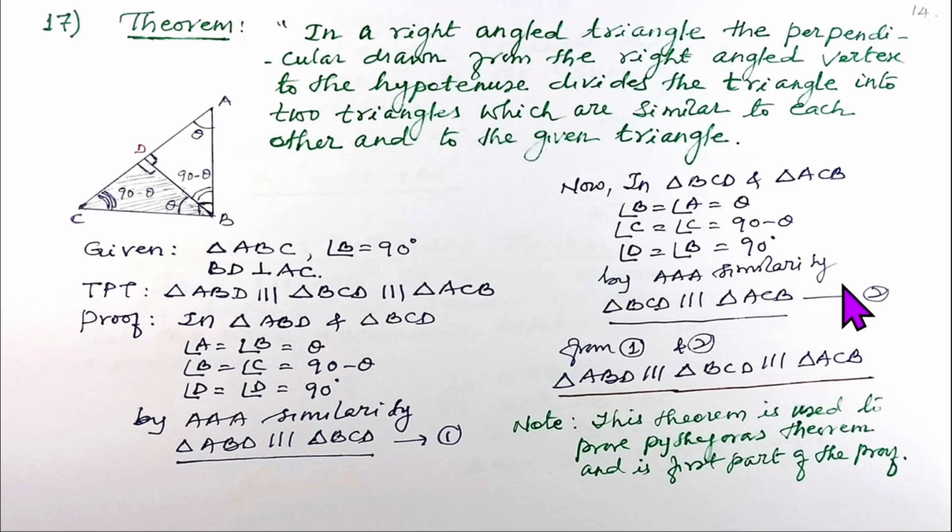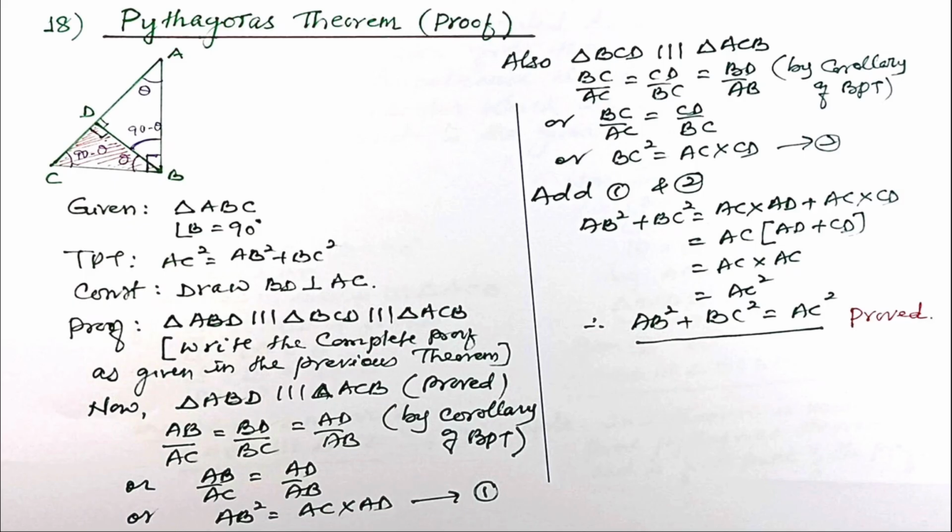Now from 1 and 2 we have triangle ABD is similar to triangle BCD and triangle BCD is similar to triangle ACB, and therefore all these three triangles are similar, and that is the proof of this particular theorem. This theorem is used to prove the Pythagoras theorem and is a very important part of the proof of the Pythagoras theorem. So this is the theorem by itself and also a part of the Pythagoras proof. So remember this theorem.